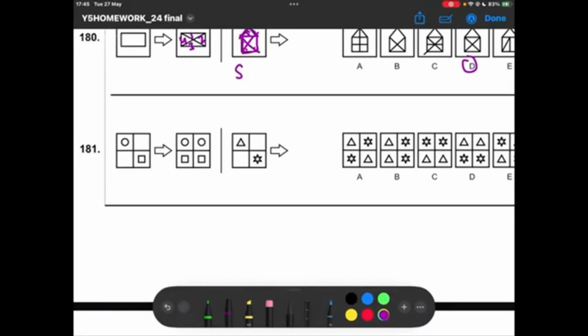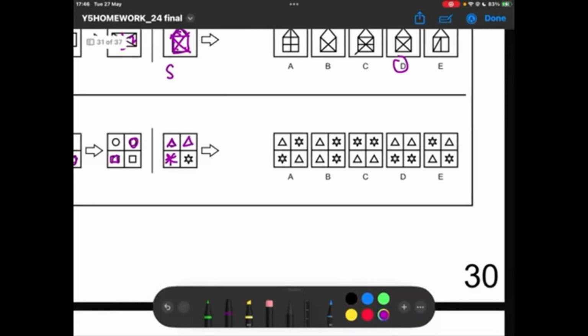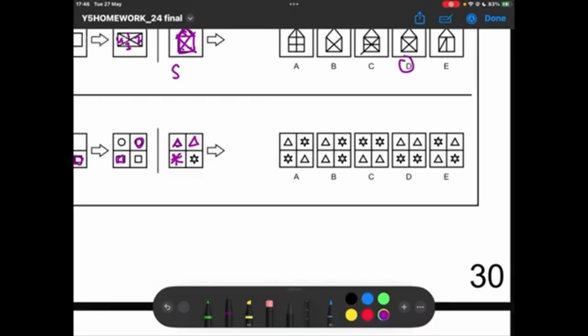Next question. So here we have a circle and we've just drawn a circle next to it. Here we have a square and we've just drawn a square next to it. So here we have a triangle, we're going to draw a triangle next to it. Here we're going to have this star thing, we're just going to draw that next to it. So 2 triangles at the top, 2 stars at the bottom. So the answer is D.